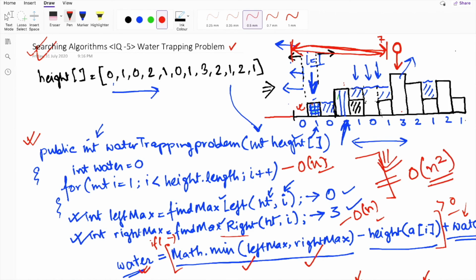So if you want the optimized solution of this problem that runs in order of n, I will share that code also in the description below. Feel free to go through that code and try to understand the solution of it.